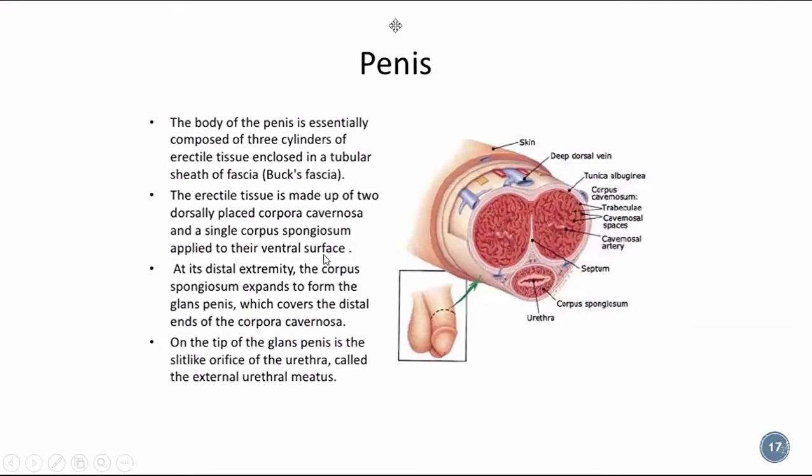At its distal extremity, the corpus spongiosum actually expands to form the glans of the penis, which covers the distal end of the corpora cavernosa. So the glans is actually made of the spongiosum, not the cavernosum, okay? On the tip of the glans penis is the slit-like orifice of the urethra called the external urethral meatus.